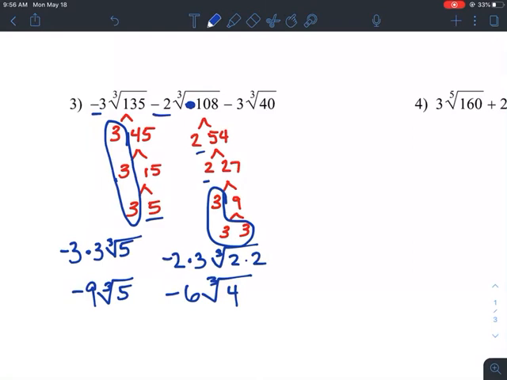Because I just multiplied that stuff together. Last one, 40. I was doing it in my head.